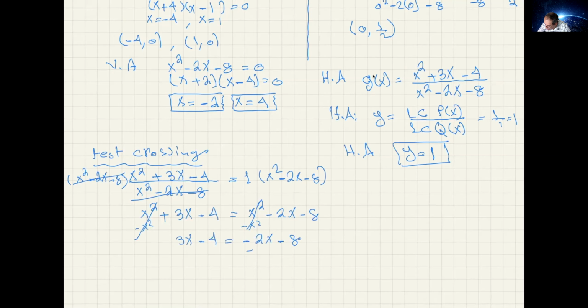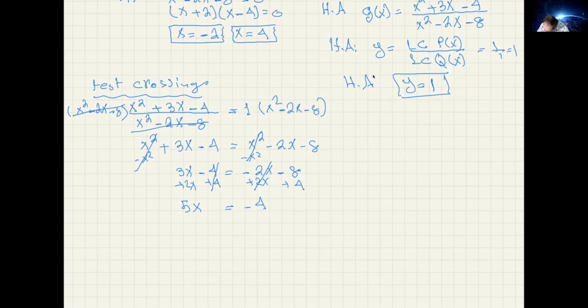We add 2x, and here we add 4. So I have here 5x, and negative 4 with positive 4 is canceled out, equals negative 8 plus 4, which is negative 4. Therefore, when both sides are divided by 5, I get x equals negative 4 over 5.